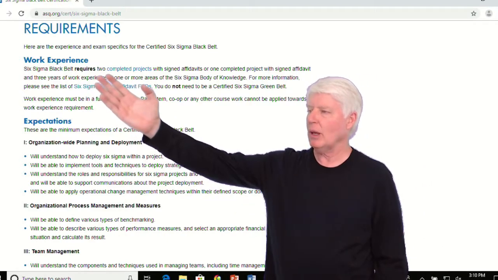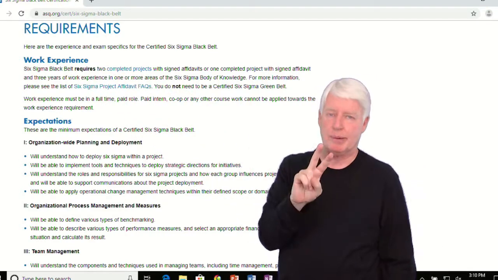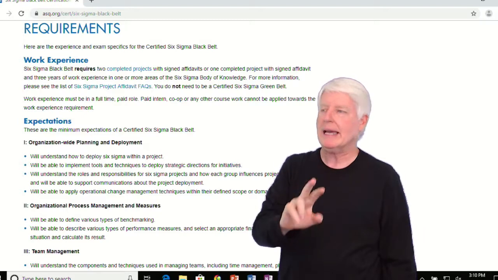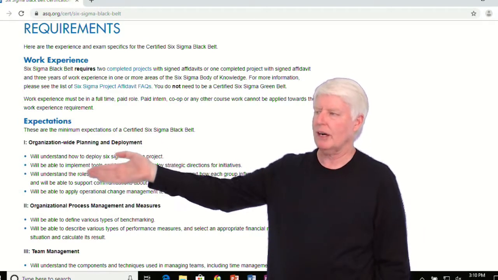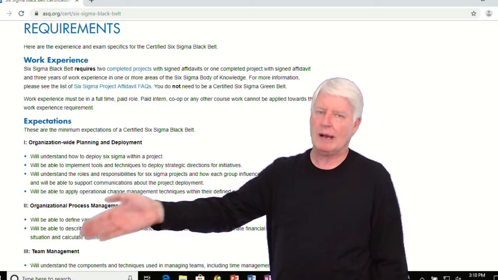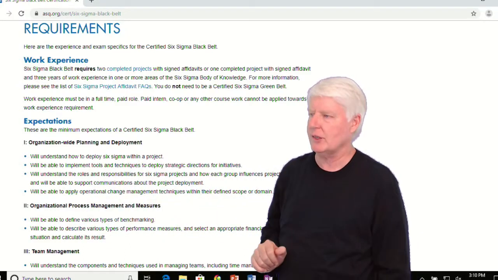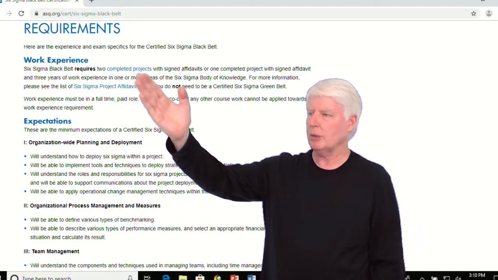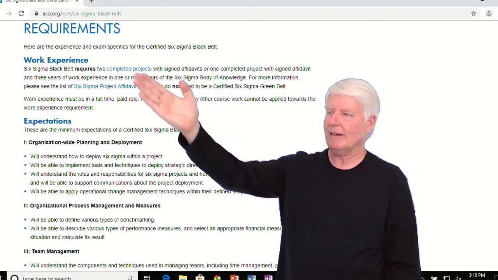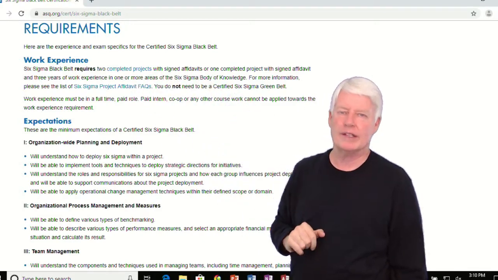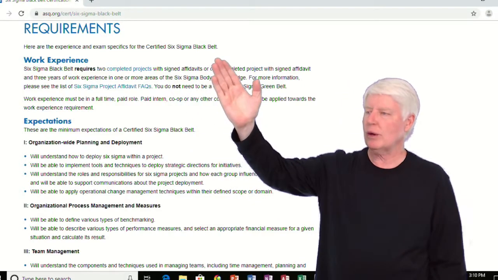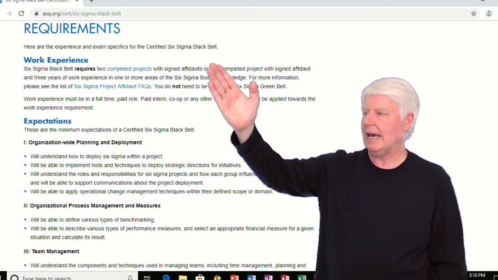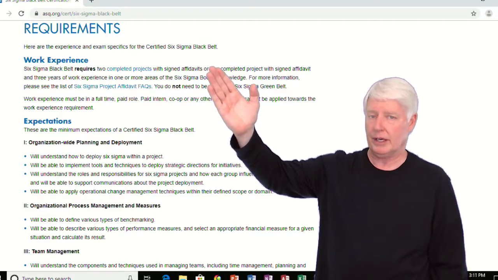So the Six Sigma Black Belt requires two completed DMAIC projects. And when you sign up for a Six Sigma Black Belt class, the instructor, the Master Black Belt, will help you on those projects. So they can help you with those two projects with signed affidavits. Usually the instructor is the one that signs off on those, the coach of the projects. Well, and so that's a requirement right there. If you meet that, you need no work experience other than the two completed projects.